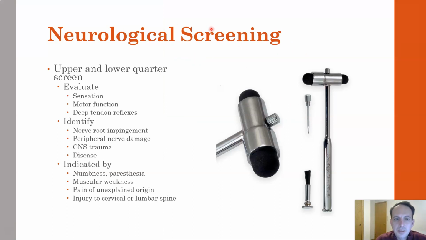Next is neurological screening. With that, we have upper and lower quarter screening, right? Sensation, motor function, and deep tendon reflexes. We're specifically going to be looking for nerve root or peripheral nerve damage that can be associated with a variety of different diseases.